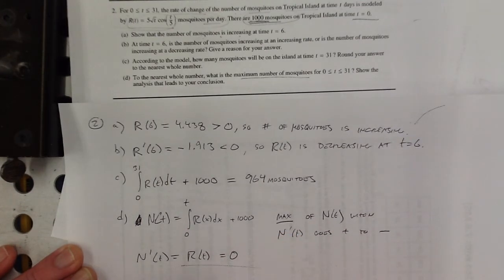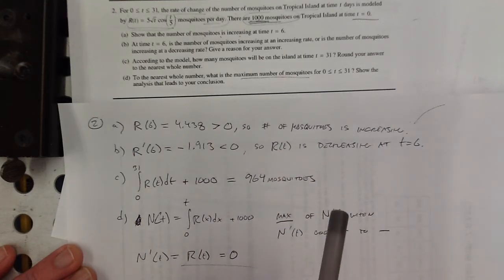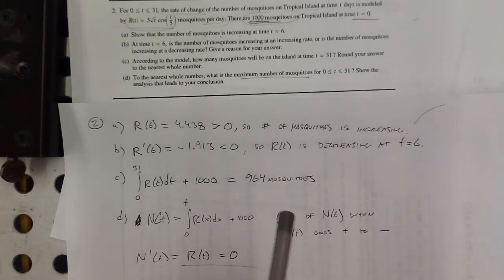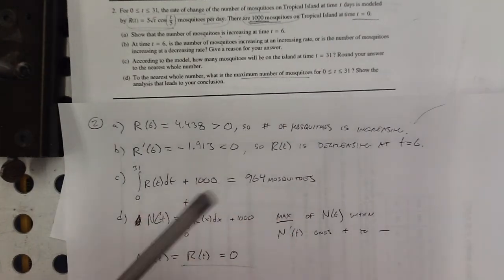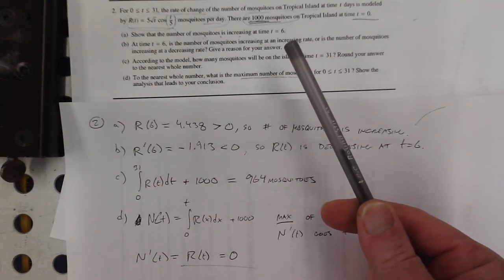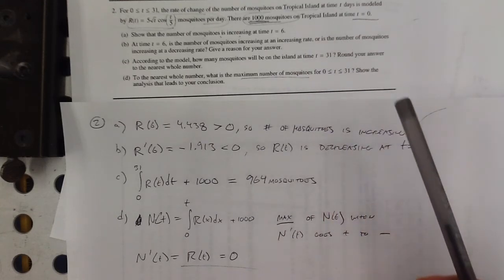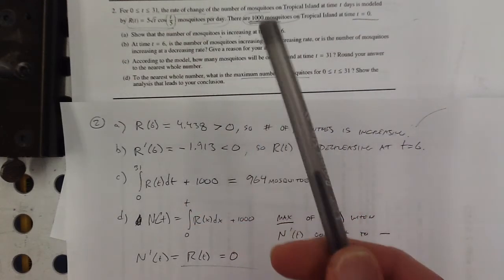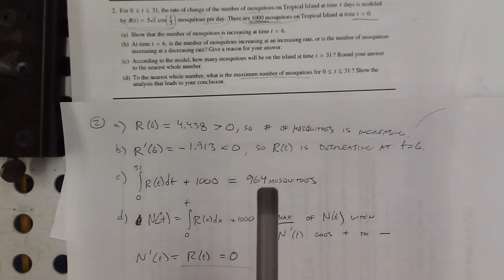Does that make sense to you intuitively, that the maximum number of mosquitoes happens when the rate of change of the number of mosquitoes is 0? It should, because if you're going to max out the number of mosquitoes, then the number of mosquitoes is going to be increasing, increasing, increasing, and then at some point start decreasing, and that's where the maximum is. So that's where the rate has to pass through 0.